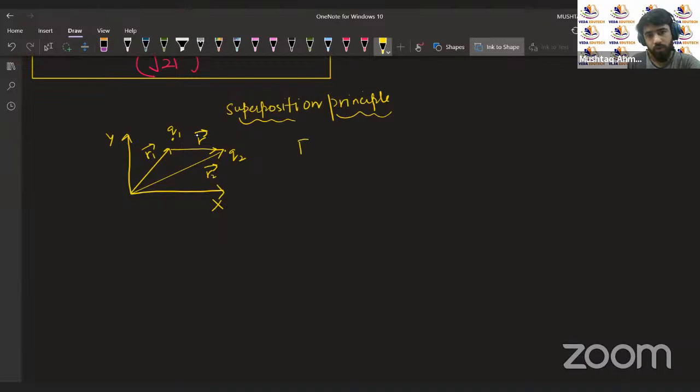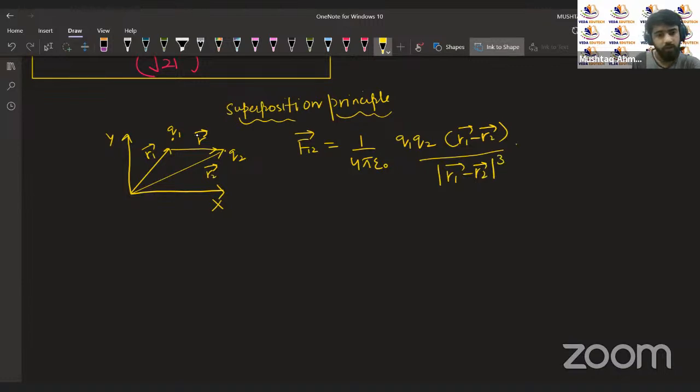Then the force on charge 1 because of the presence of charge 2 is given by 1 upon 4 pi epsilon naught, q1 q2, r1 vector minus r2 vector, upon the modulus of r1 vector minus r2 vector, whole cube.